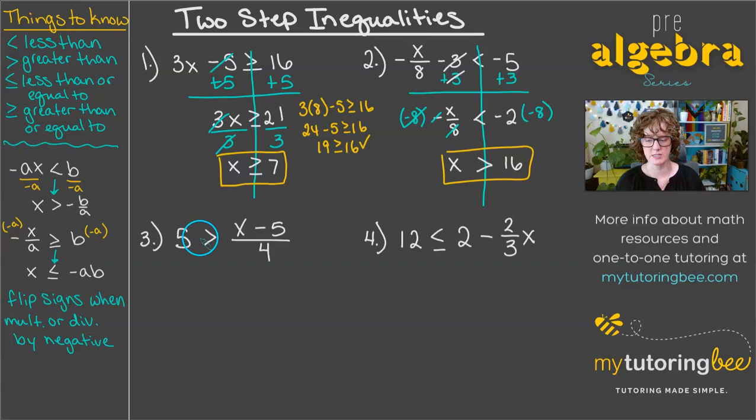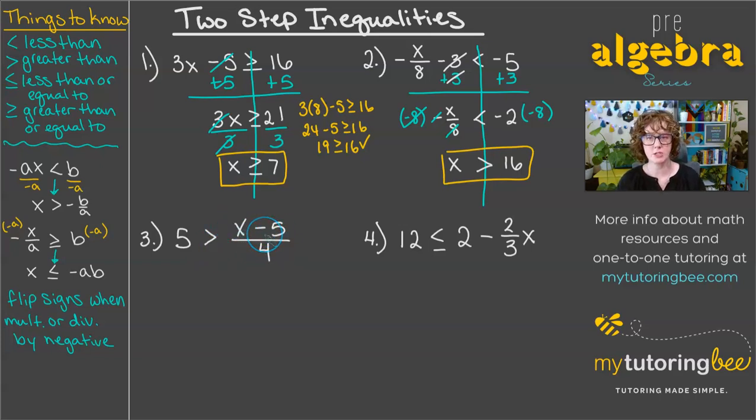Let's go on to this last one. Now this one also contains a fraction. I wanted to make sure to include lots of fractions. Fractions are usually the thing that people ask about the most. So with this one, we have x minus 5 over 4 on this right-hand side. So 5 is greater than x minus 5 over 4.